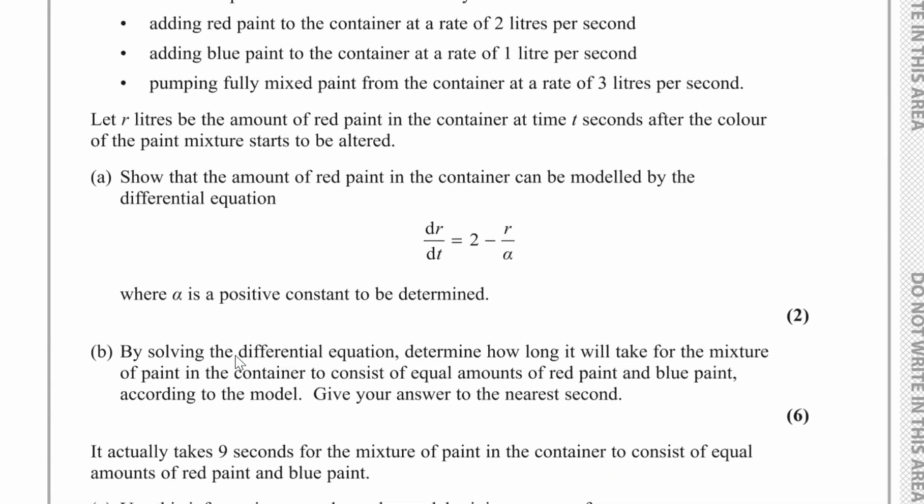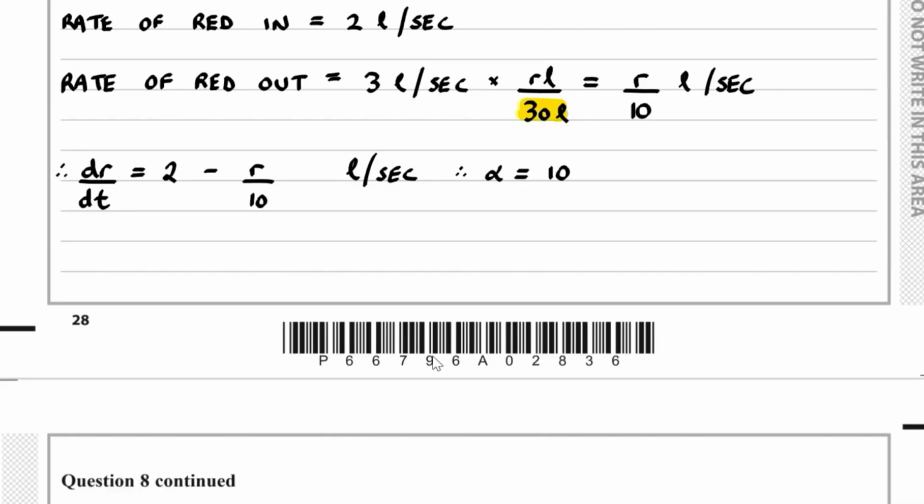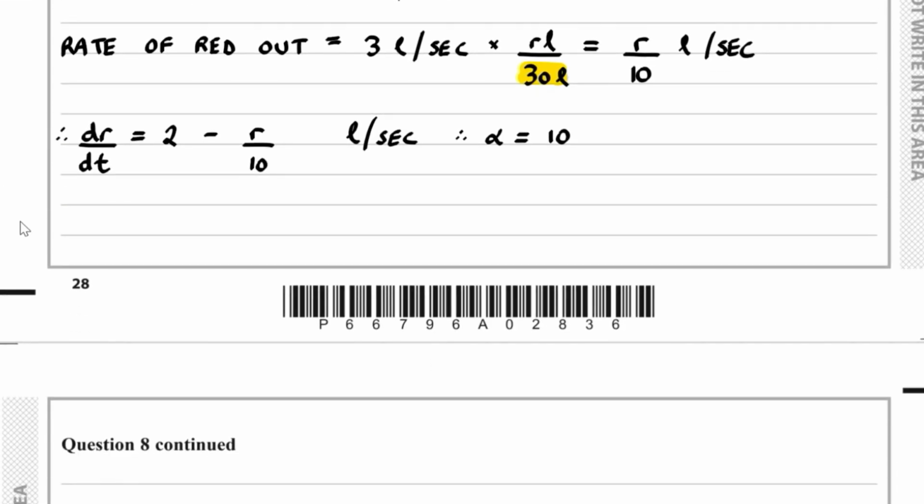And now for part B, by solving the differential equation, we have to determine how long it will take for the mixture of paint in the container to consist of equal amounts of red paint and blue paint according to the model. Give your answer to the nearest second. Well, if we take a look at this differential equation, we can rearrange to write it in an integrable form.